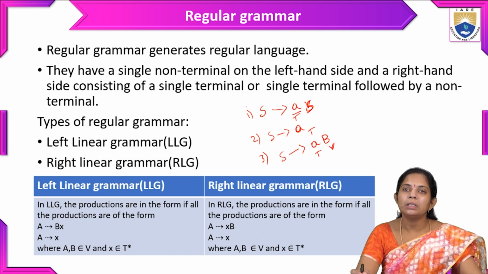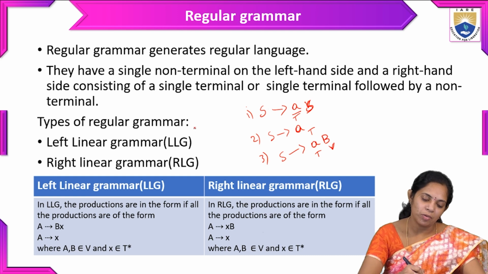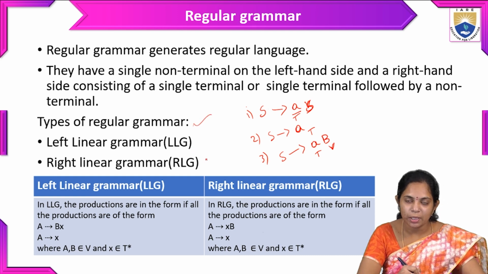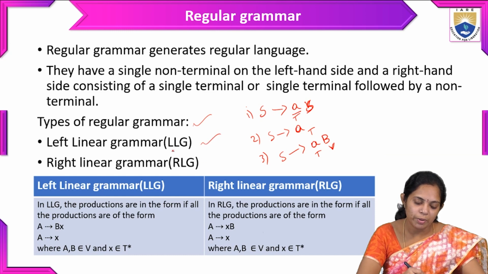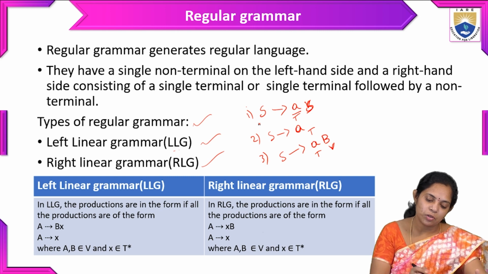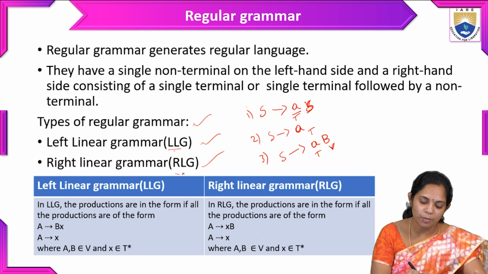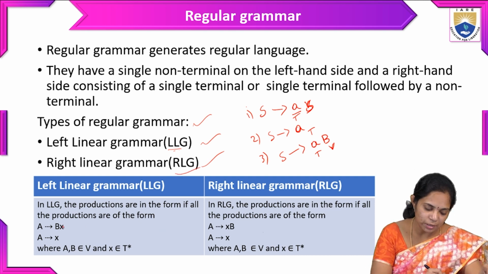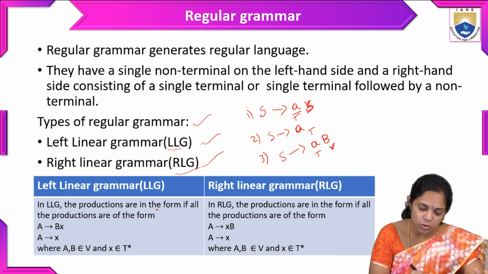So what are the types of grammars we have in the regular grammar? We have the left linear grammar and the right linear grammar, denoted by LLG and RLG. There are differences between these two grammars. So let me discuss. In the left linear grammar, all the productions are of the form like this.